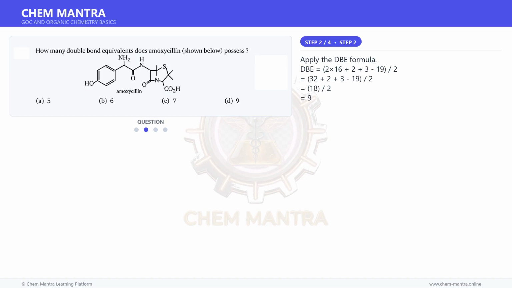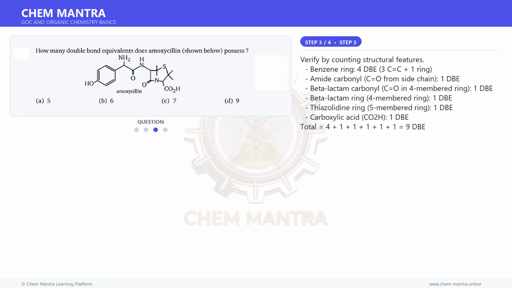Apply the DBE formula. DBE is equal to (2 times 16 plus 2 plus 3 minus 19) divided by 2, which is equal to (32 plus 2 plus 3 minus 19) divided by 2, which is equal to 18 divided by 2, which is equal to 9. Moving on to the next step.